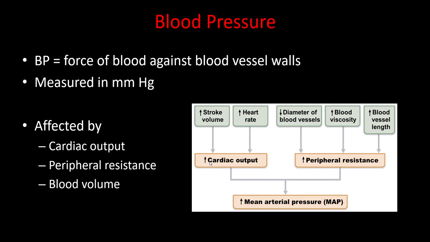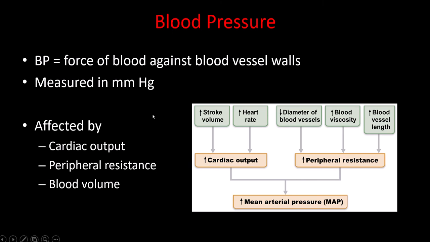So the blood itself exerts this kind of pressure, this kind of pushing force against the blood vessel walls. We measure it in millimeters of mercury. That's what we always measure blood pressure in. And some of the things that will affect blood pressure are things like your cardiac output, what we call peripheral resistance, which is kind of what's going on inside the blood vessels, and then also your blood volume.